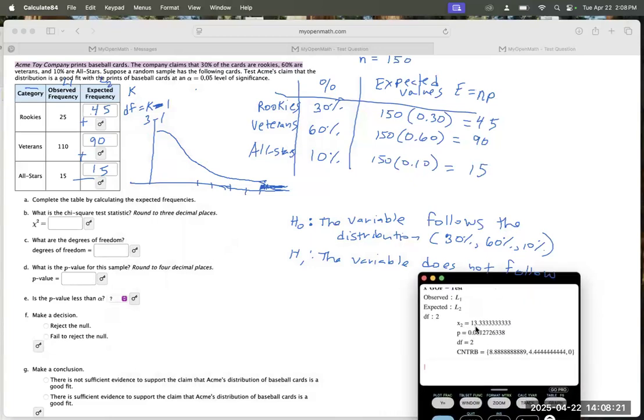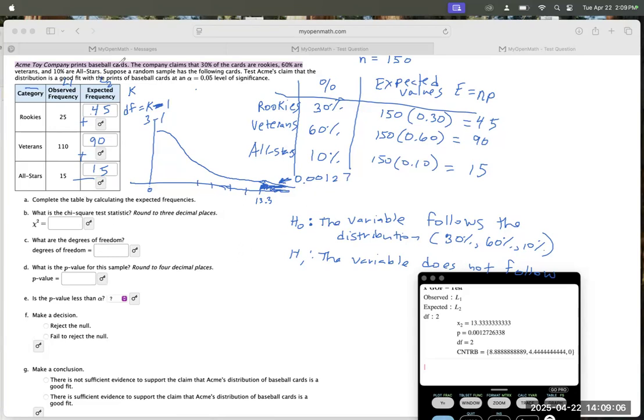Now we can see our chi-square value is 13.3. This is the distance along the x-axis, 13.3. You can see it's kind of far down from 0 over here. Then it's saying the p-value is 0.001, the area underneath the curve to the right. This type of goodness of fit is always a right tail test. You're always looking at the area under the curve to the right of the chi-square value. So that is 0.00127.